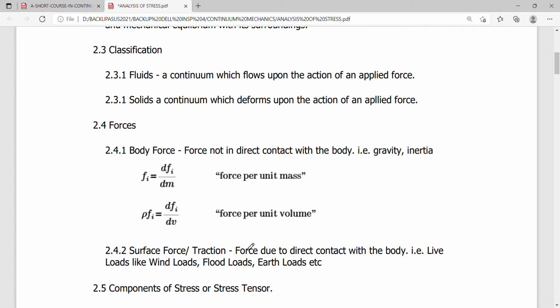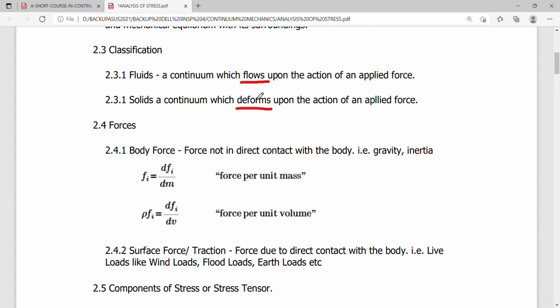So let me underline these two important distinctions between the motion involved in a fluid body and a solid body. So flow and deformation are the two descriptions that differentiate fluids from solids.